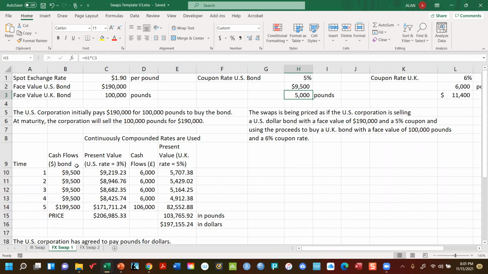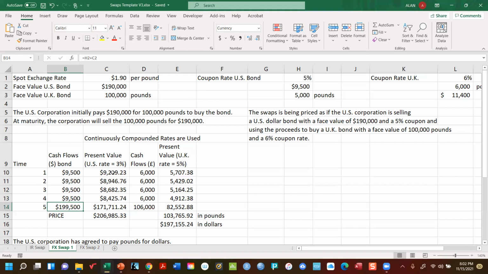So we're going to create a table where we show the cash flows to the two bonds. For example, over here is the US bond, the one that we've sold. Each coupon is worth 9,500. At the end, because the face value of the bond is 190,000, the owner of this bond will collect not 9,500, but 199,500. So whoever owns this bond is getting a coupon of 9,500 a year for 5 years, plus repayment of the principal of 190,000 in year 5.